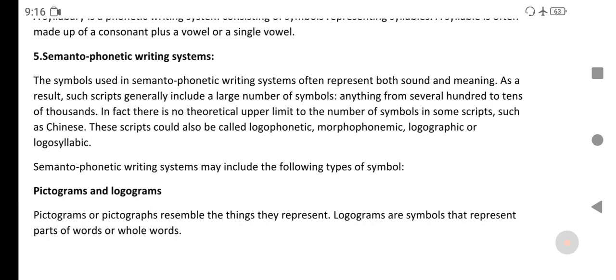Semanto-phonetic writing systems may include the following types of symbols, for example, pictograms and logograms. Pictograms are pictographs that resemble the things they represent. Logograms are symbols that represent parts of words or whole words. So these were the basic and major types of writing system.